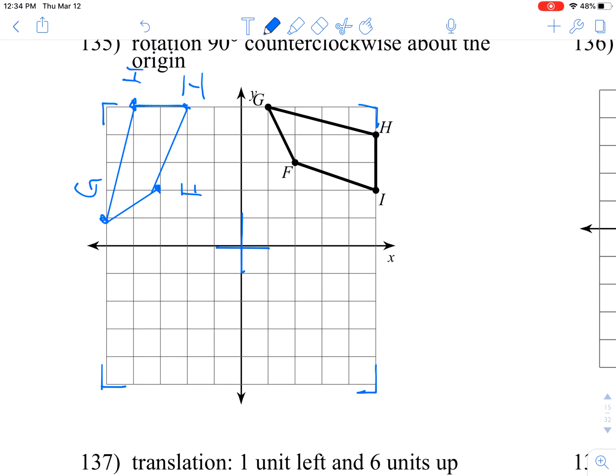And so this is H prime, this is I prime, this is F prime, and this is G prime. And so what happens is none of this stuff will transfer over to your paper because you're doing it on wax paper.